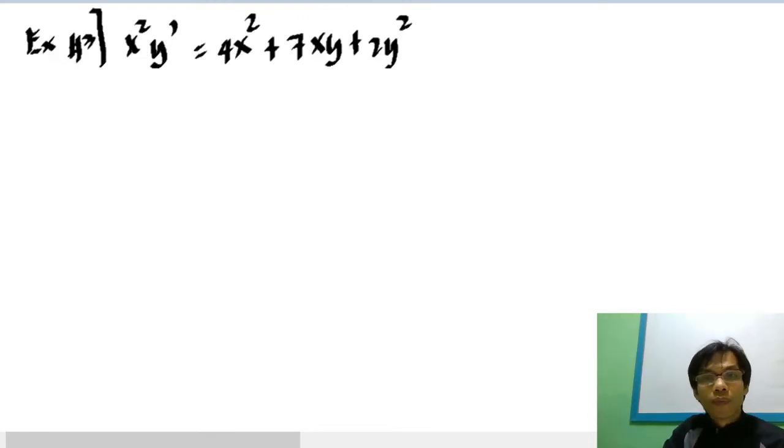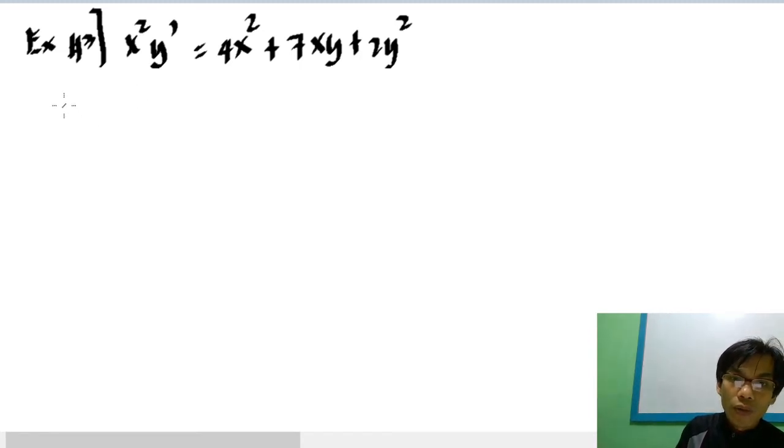Now we have x squared y prime is equal to 4x squared plus 7xy plus 2y squared. In this particular problem, can the variables be separated? No, they cannot. What's the degree of each term? They all have the same degree, and that is 2, so this is a homogeneous function. Now, what is y prime? We know that y prime is equal to dy over dx.